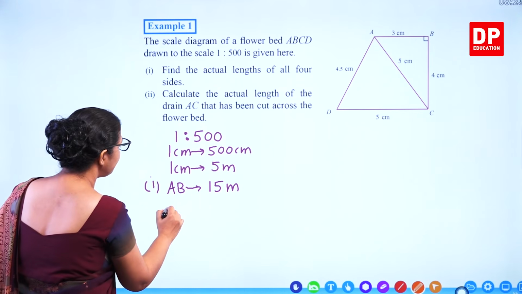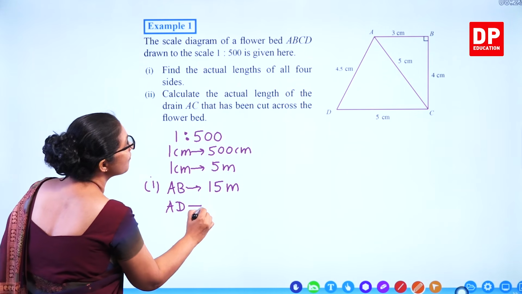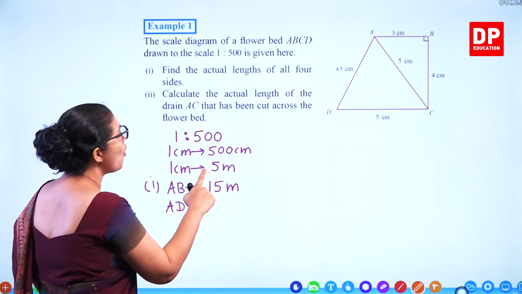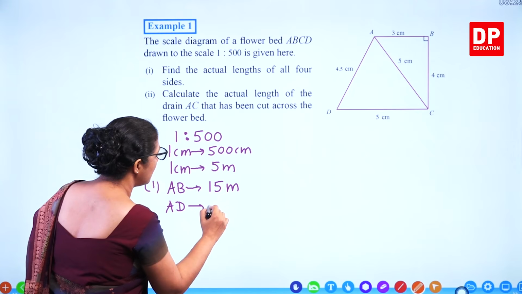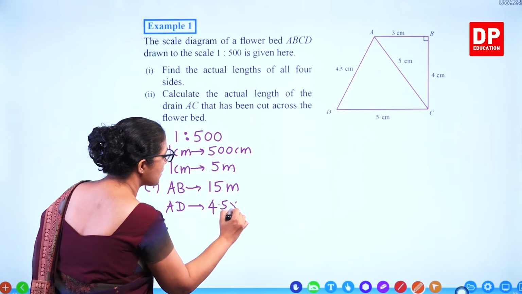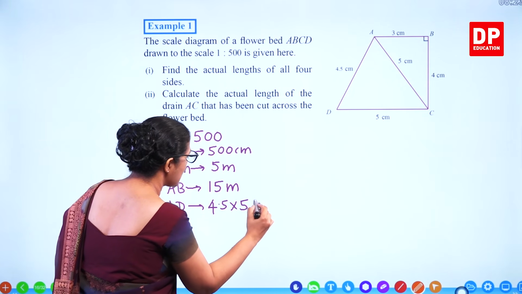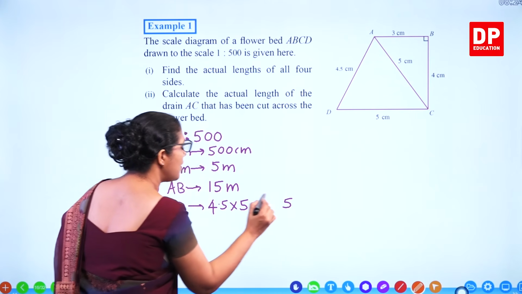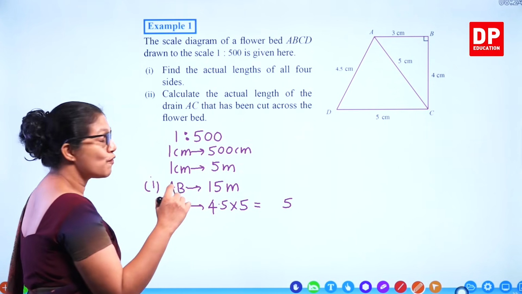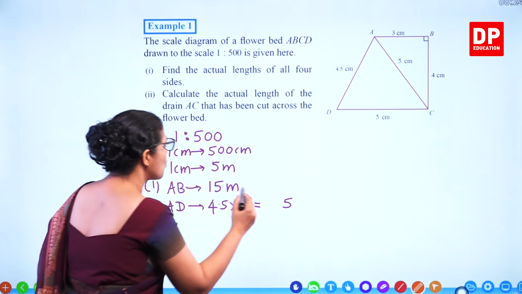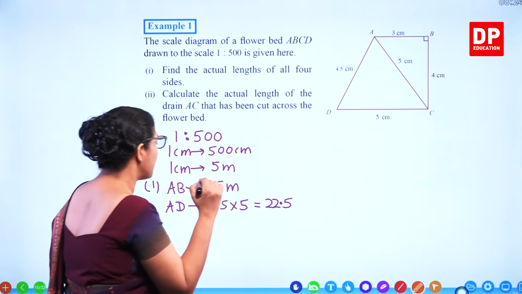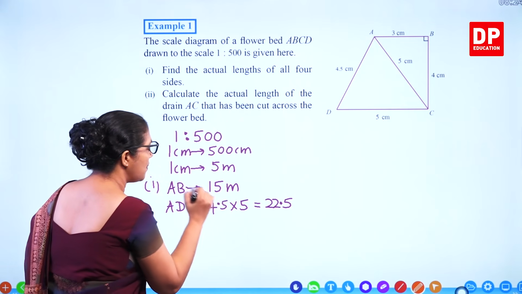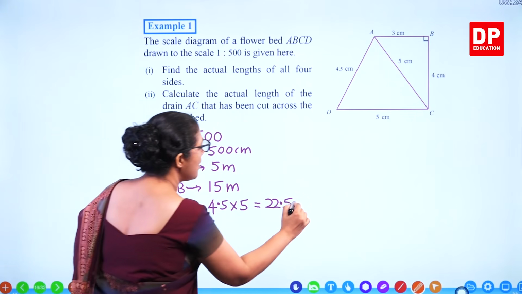AD is 4.5. So 4.5 times 5. What's the value? That's in meters. 5 times 5 is 25. 2 remaining, 5 times 4 is 20. 20 plus 2 is 22. So 22.5. You have to keep one decimal place. 22.5 meters.